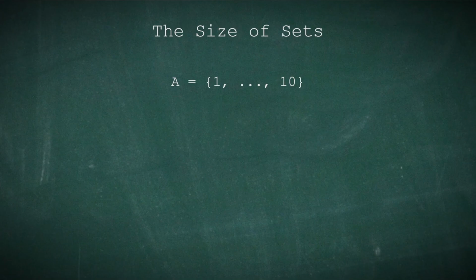If you want to talk about the size of a set, you use two straight lines surrounding the set name. So in this example, I have a set called A, and it contains the numbers 1 through 10. It has 10 items. So I write A between two vertical lines to signify I'm talking about the size of the set, which in this case is 10.